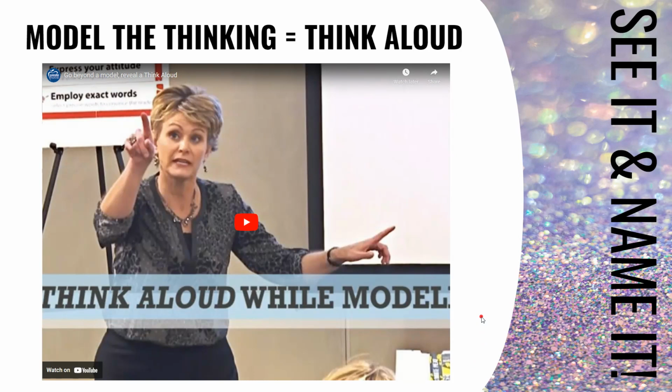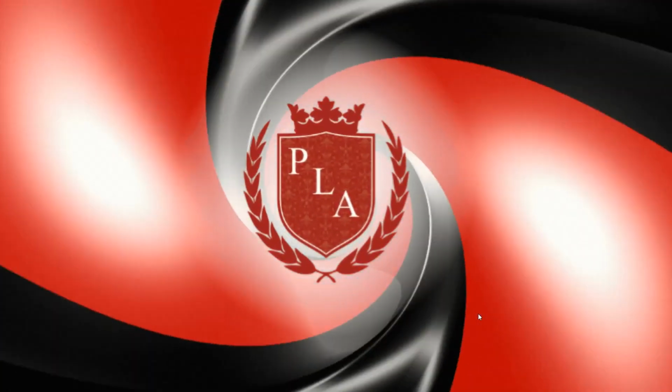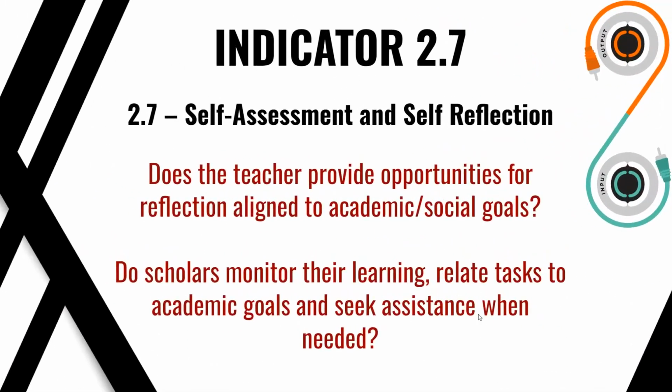No, that is the lowest level of Webb's depth of knowledge, reciting and recall. We want them to be able to speak through the process, because that's how they get to the critical thinking, the problem solving, and the higher levels. And so our next component and indicator is 2.7, self-assessment and self-reflection. Again, we want them to speak with their mouths through self-assessment or self-reflection, and demonstrate with their hands and their feet what they know.